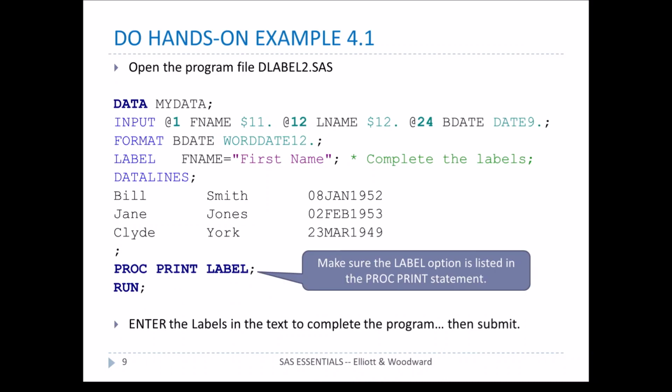So let's look at hands-on example 4.1. In this example, open up the file called dlabel2.sas. And again, this is a data set that we're reading in. This one is going to have 3 pieces of information, F name, L name, and B date. And we can probably guess what those mean, but in this case, we're going to have a label statement where F name means first name, and then in a minute, we're going to complete all the labels.